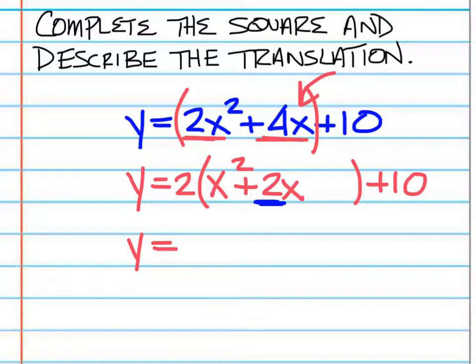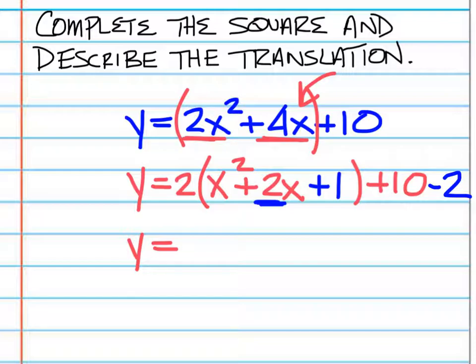Half of this 2 is 1. What is 1 squared? 1. But I'm not adding 1. That's right, I'm adding 2, because 2 times 1 is 2. So if I added 2 on the inside, I have to subtract 2 on the outside.